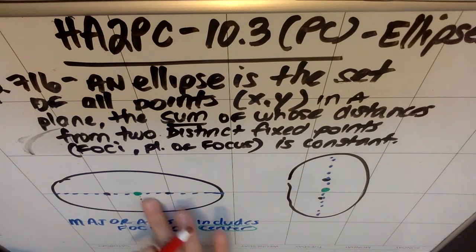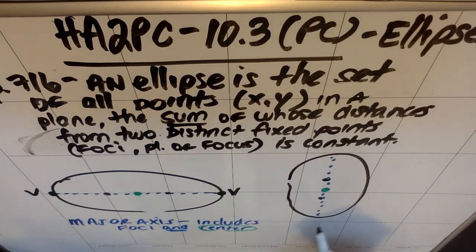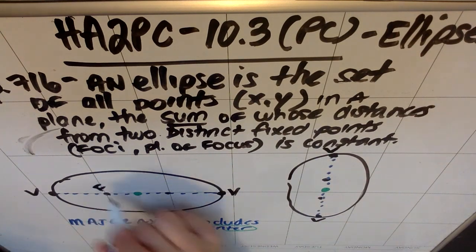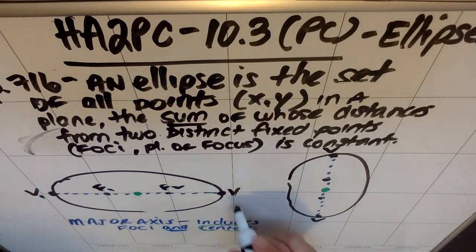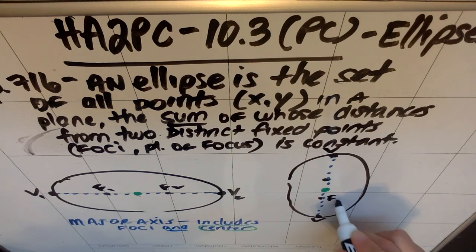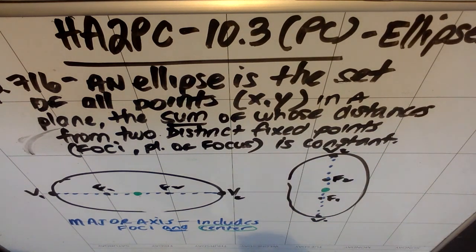Oh, and actually, I'll add one more thing it includes. Sorry, take that back. It also includes these things that we call vertices. So the ends of the major axis are vertices. So these little things were foci. If I want to call them F1 and F2, and V1 and V2, I could call this F1 and V1 and F2 and V2. So it includes the foci and the center, and on the ends, the vertices.